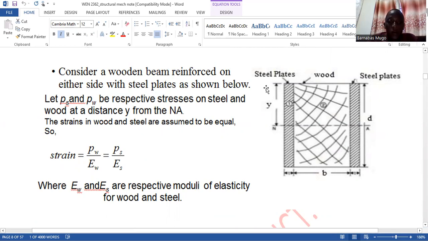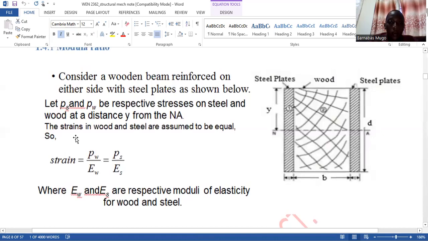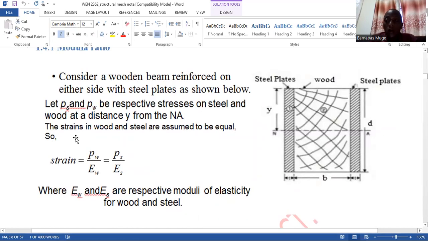The first thing when you want to compute the stress and the strain is to compare the two. That is, we know that the modular ratio is going to be given by the modulus of elasticity of the composite material. First of all, you need to calculate the strain. The strain, we know that it is the stress over the Young modulus. And what we are saying is that in the composite material, the stress is going to be the same, either in the wood or in the steel plates.